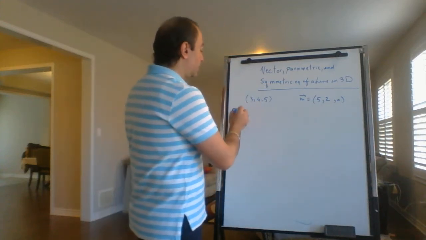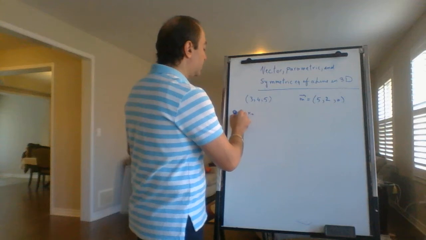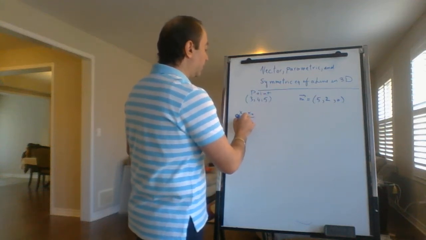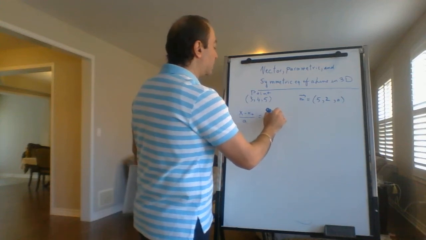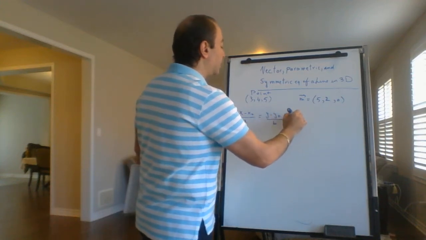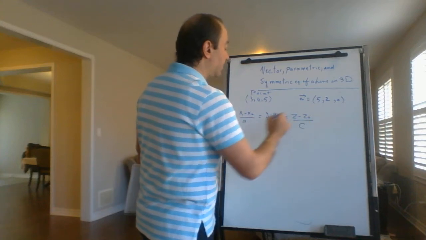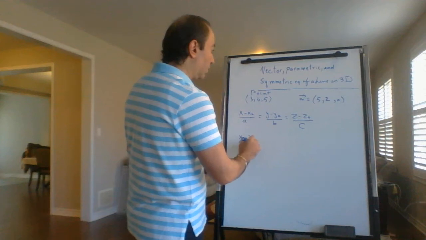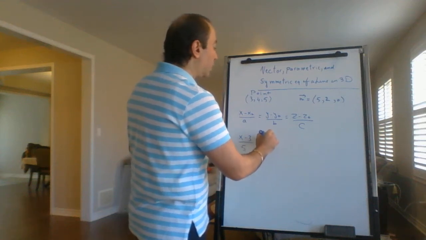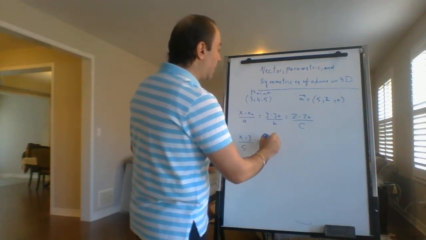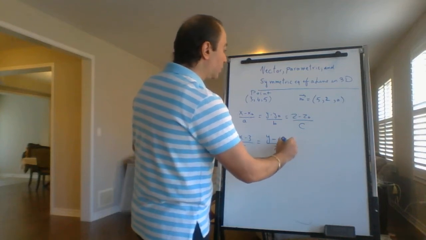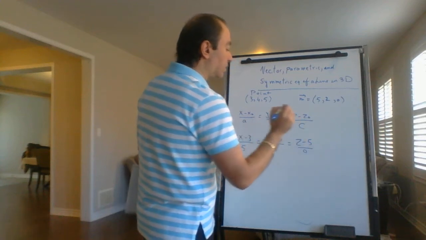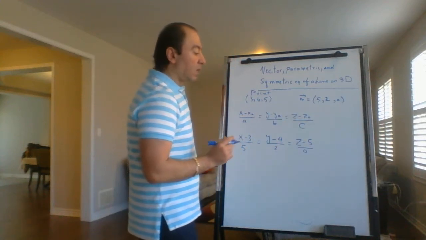When we write this, it's x minus x sub 0, this is the point, over a equal y minus y sub 0 over b equal z minus z sub 0 over c. Now I will put what I know. So x minus 3 over 5 equal y minus 4 over negative 2 equal z minus 5 over 0. I cannot do that. So how do I do this?